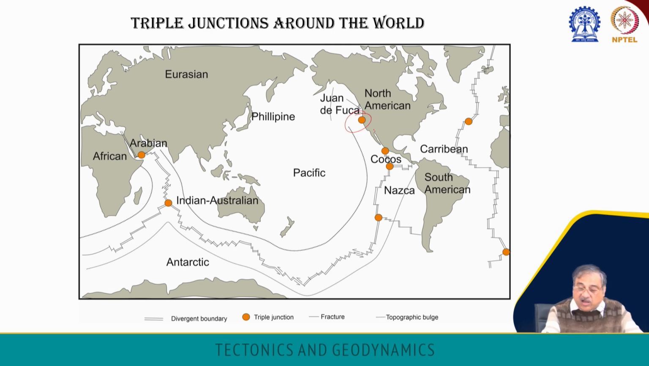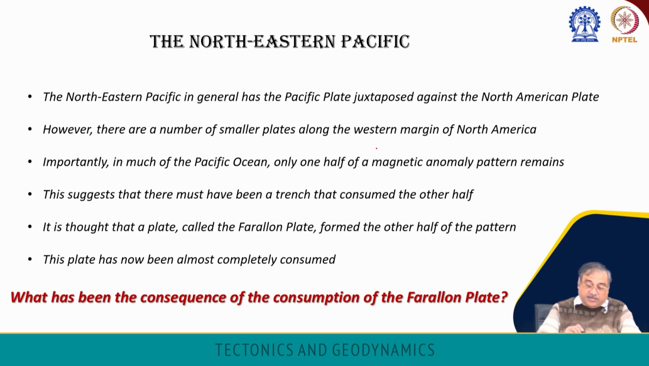As you can see, this is very large, and these are the two triple junctions which I talked about before. This is the Mendocino triple junction, this is the Rivera triple junction, and we'll now talk about the importance that these two triple junctions have with respect to the evolution of the Pacific Ocean itself. Now, the northeastern Pacific, in general, has the Pacific Plate juxtaposed against the North American Plate.